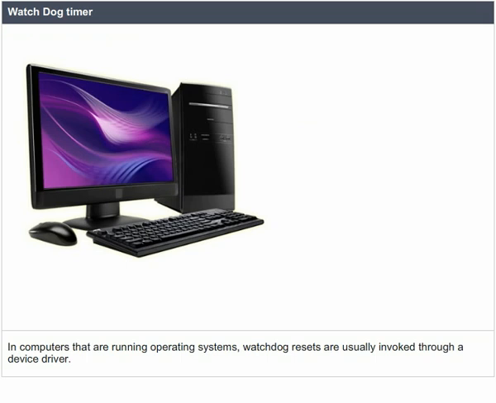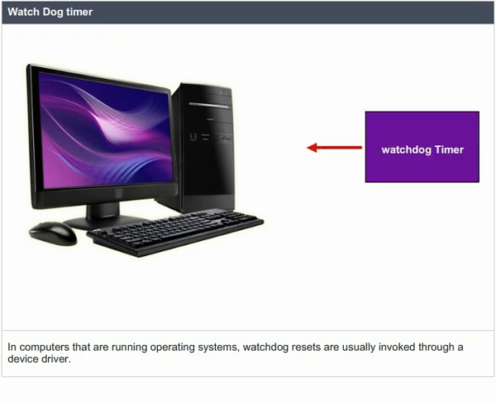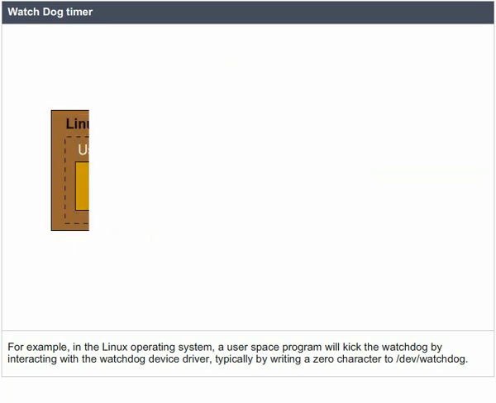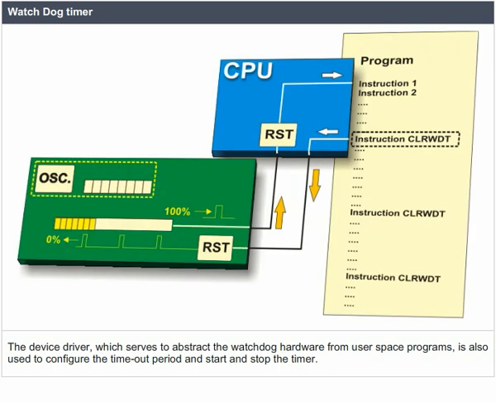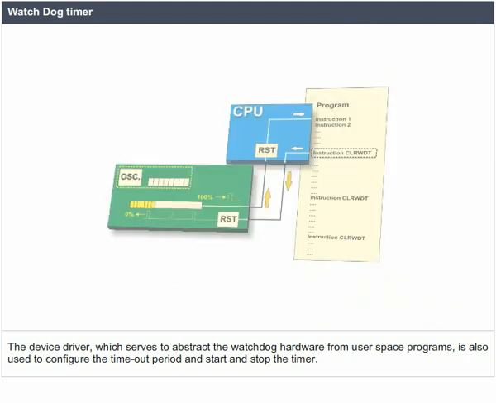In computers that are running operating systems, watchdog resets are usually invoked through a device driver. For example, in the Linux operating system, a user space program will kick the watchdog by interacting with the watchdog device driver, typically by writing a 0 character to /dev/watchdog. The device driver, which serves to abstract the watchdog hardware from user space programs, is also used to configure the timeout period and start and stop the timer.